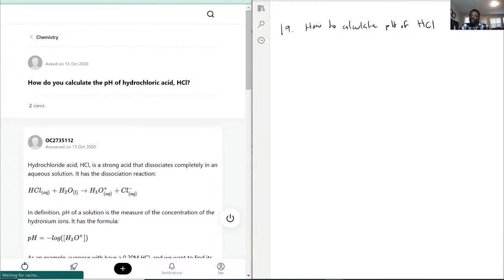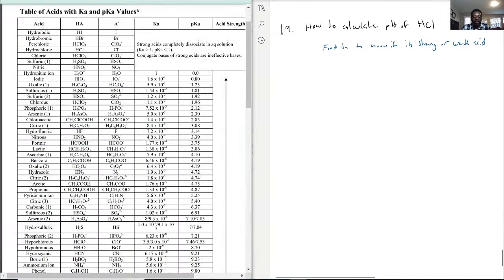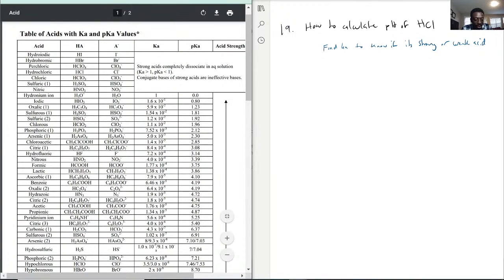So I wish I could just copy and paste what I said earlier about the whole acetic acid, but the first thing you exactly want to do is find Ka to know if it's a strong or weak acid, okay? So when we refer back to this table, hydrochloric acid, HCl, is all the way up here, and it actually gives an answer right there.